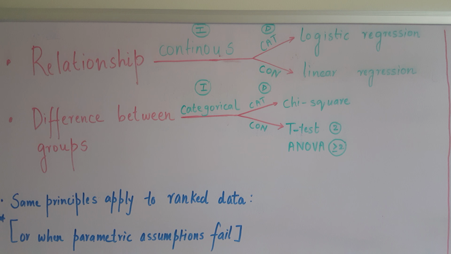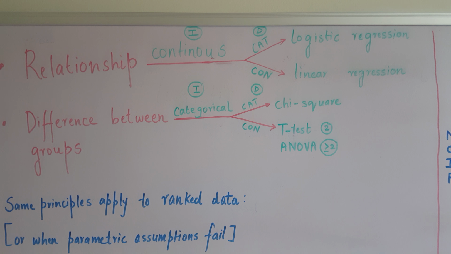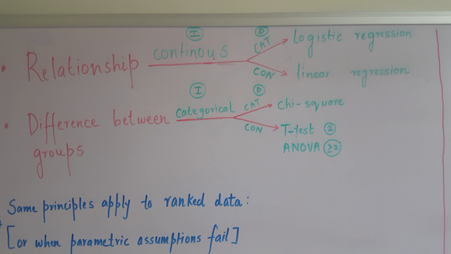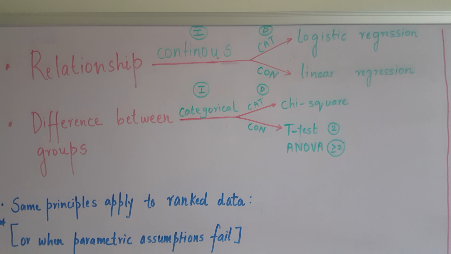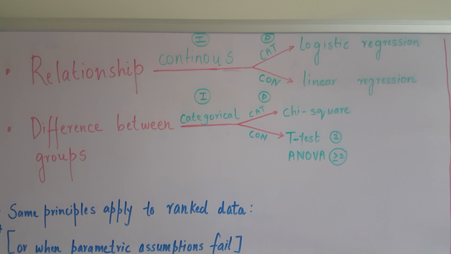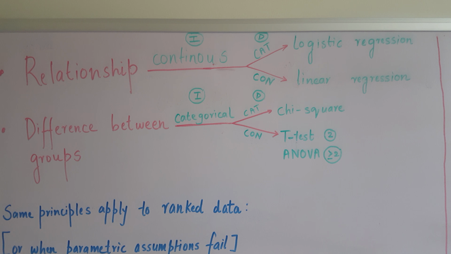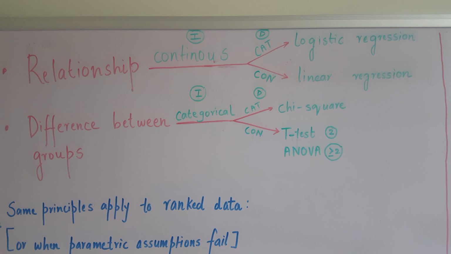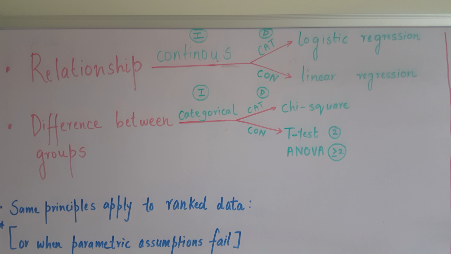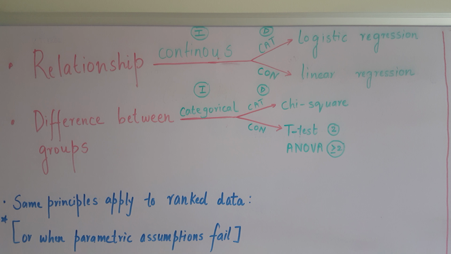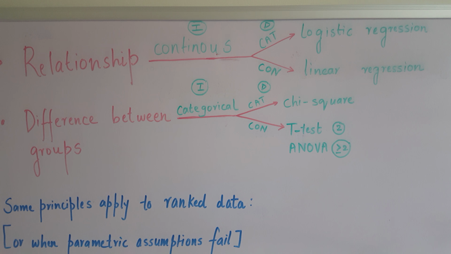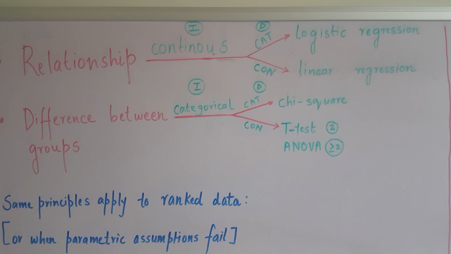But let's say your independent variable is categorical. So for example, gender, male and female. Then you cannot see a relationship, but what is called the difference between groups. Now again, depending upon your dependent variable, whether it is categorical or continuous, you can check the difference between the groups using a chi-square test or a t-test or ANOVA test.